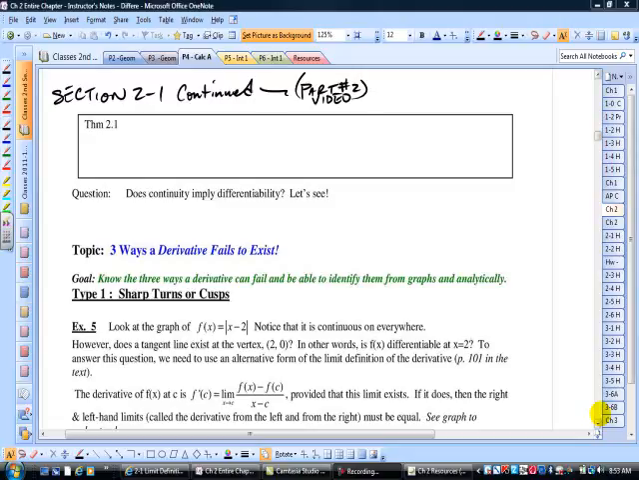We're going to get into Section 2.1, Part 2, and finish this lesson here. And we're going to start off with a theorem. It's Theorem 2.1 in your book, and it's about differentiability and continuity.